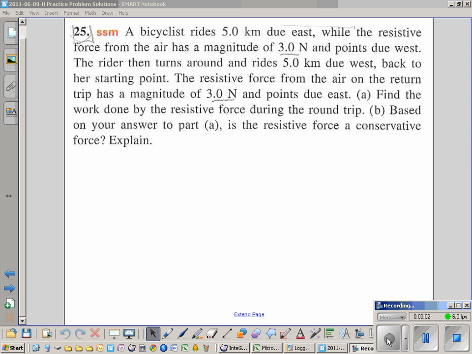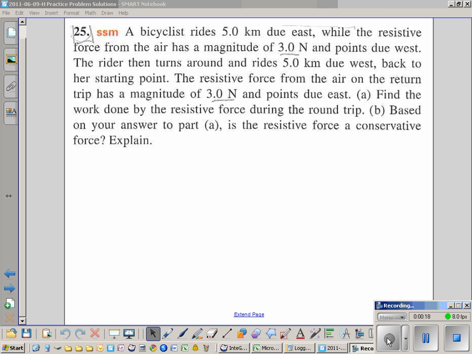Problem 5: A bicycle rider rides 5 kilometers east, and the resistive force points west. He turns around and rides west, and the resistive force now points east. Let's see. Find the work done by the resistive force during the round trip.